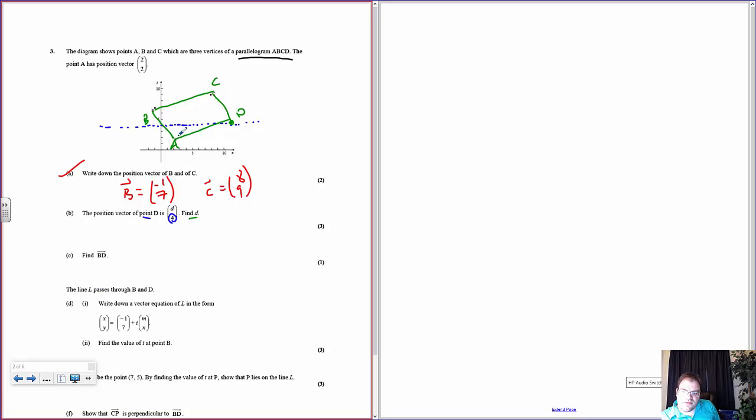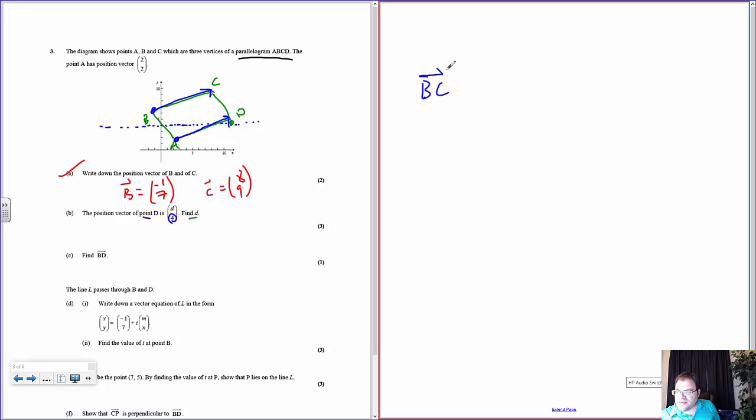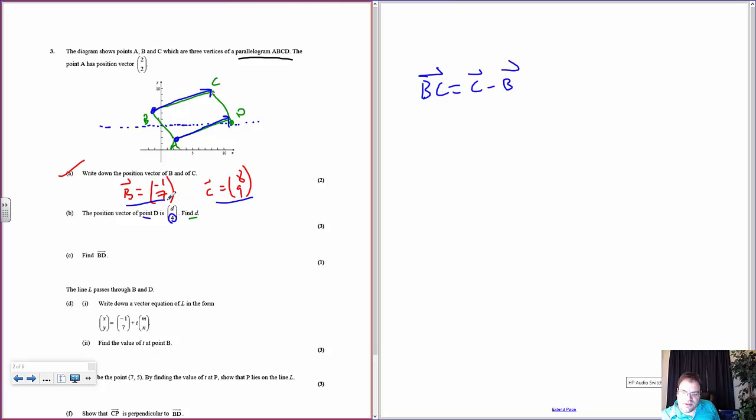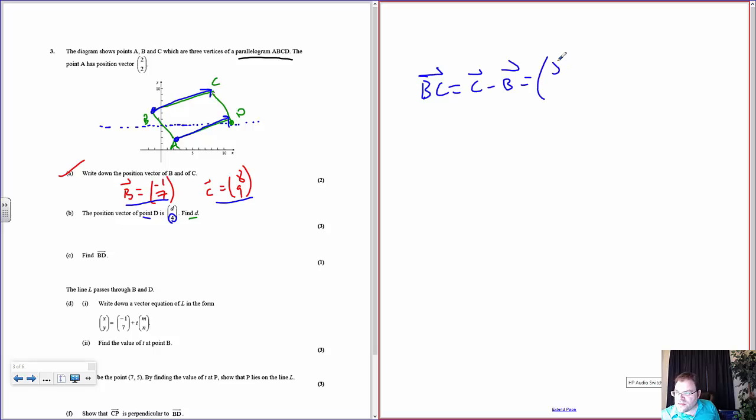Okay, what I want is a vector from B to C, because that'll be the same vector as from A to D. They'll be identical. Okay, so to get a vector from B to C, I'm going to take C and subtract B, the end minus the beginning. We know that C is this, and we know that B is this. So it's going to be 8, 9 minus negative 1 and 7. What this will give me is the vector 9 and 2.